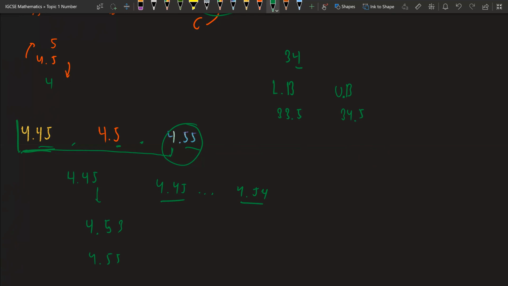The example is 65. The lower bound of 65 is 64.5. Look at this number, reduced by 0.5. The upper bound is 65.5, an increase of 0.5. Okay, and that would conclude the lecture for accuracy.